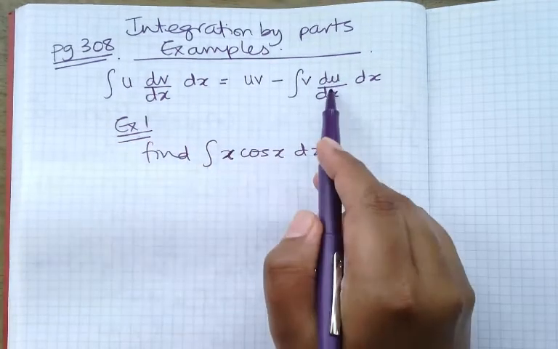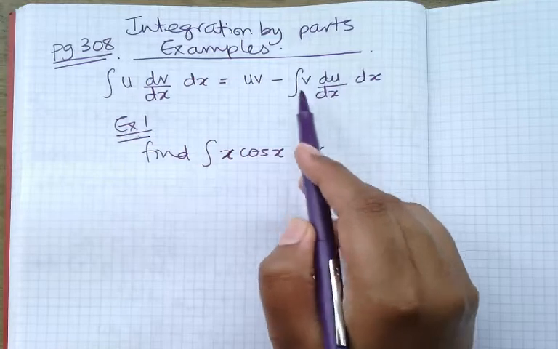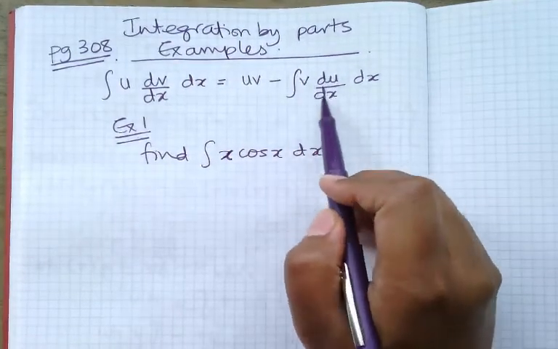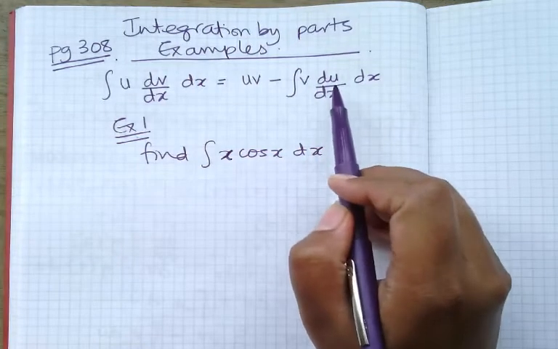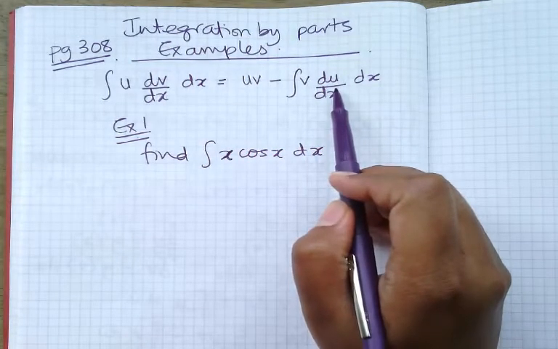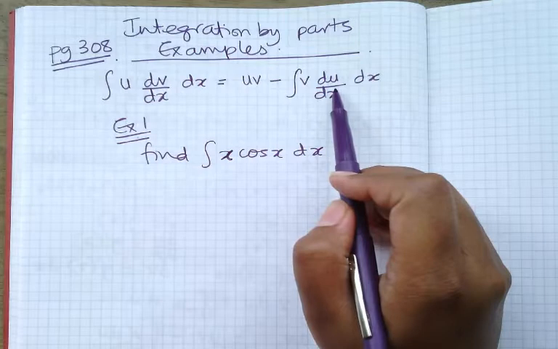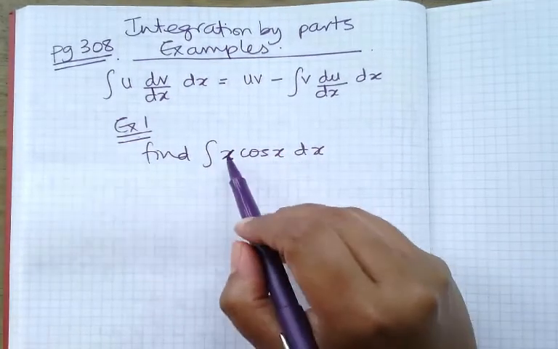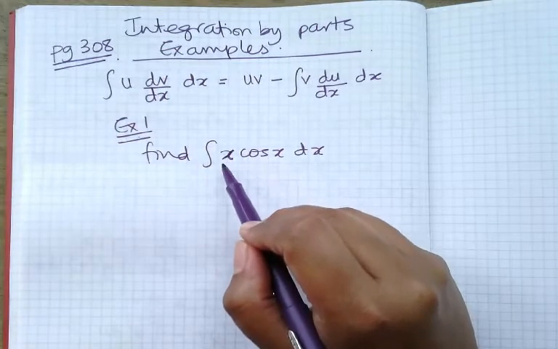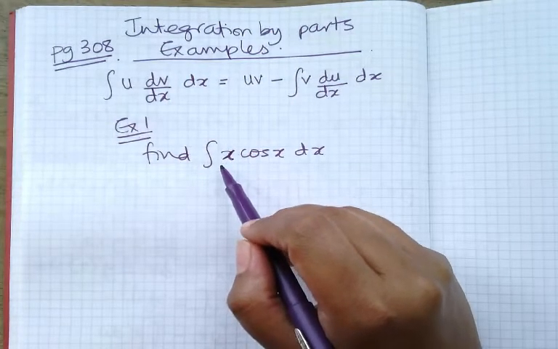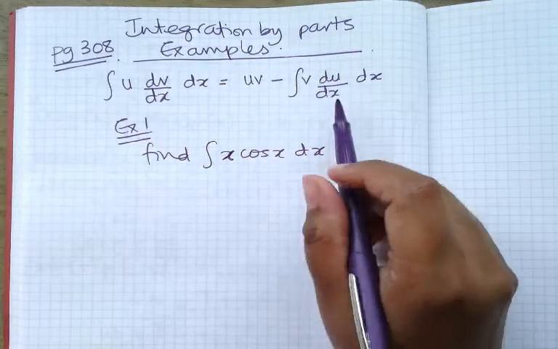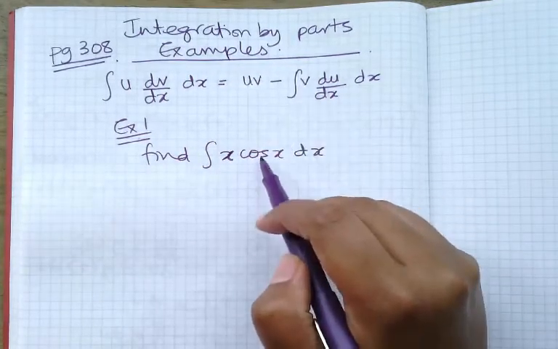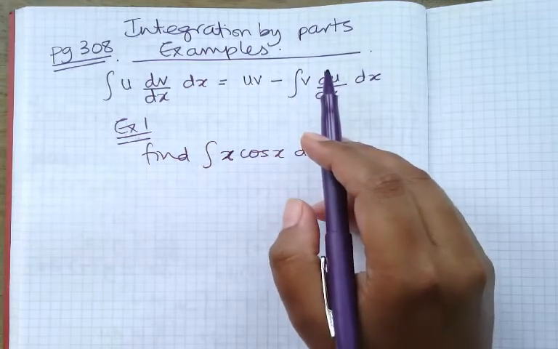And as you can see, when you go on to this bit of the formula, you've got v du by dx. So always try and have your u as the one that, for example in this example, your u should be x, because when you differentiate it, you are actually going to get 1, and you will get rid of that, and you will just be left with the integral of cos x, which then you can integrate easily.